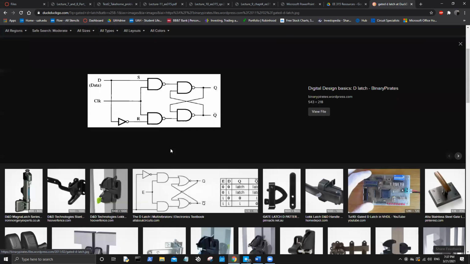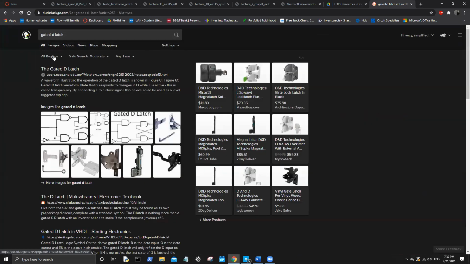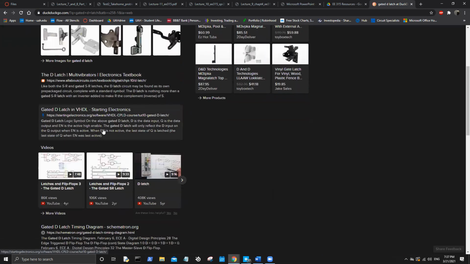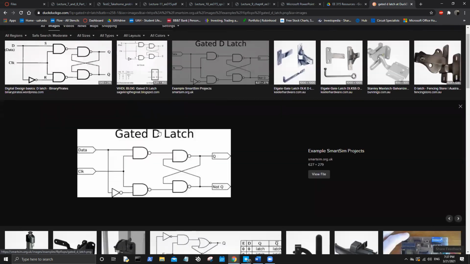So I don't use inverters because they're cringe. What the hell is this? What are they? Those are D latches, man. That's the wrong type of latch. Those are like actual latches, not logic gate latches. So this one looks stupid because that's an extra gate, right?